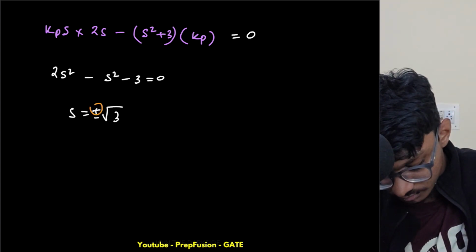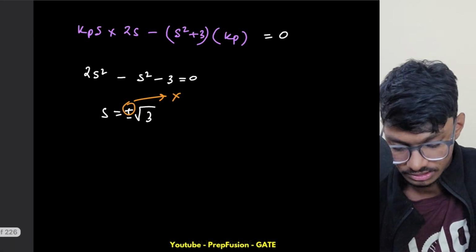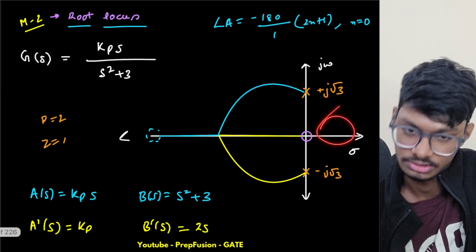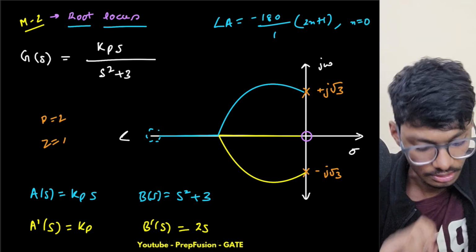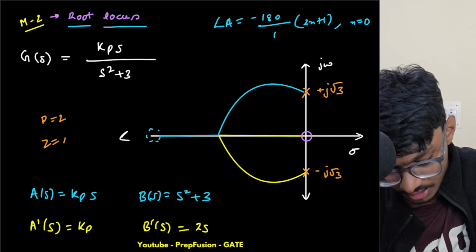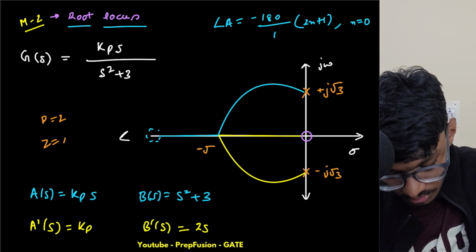Why? Because this is not a valid point on the root locus. S equals root 3 is not a valid point because here no point can lie. So here the break-in point is minus root 3.